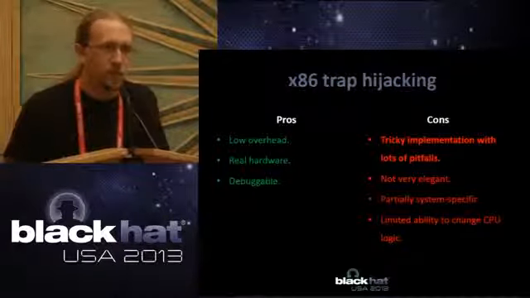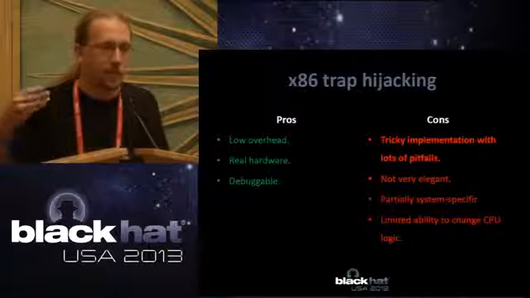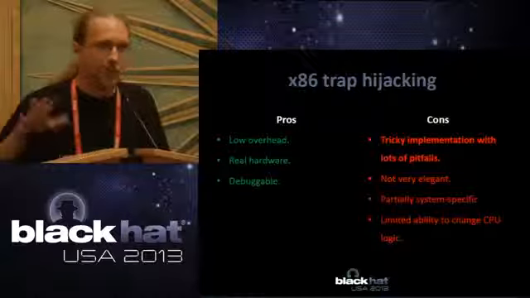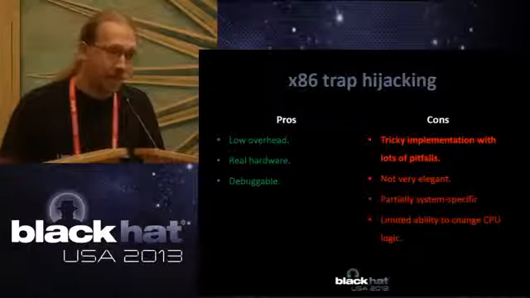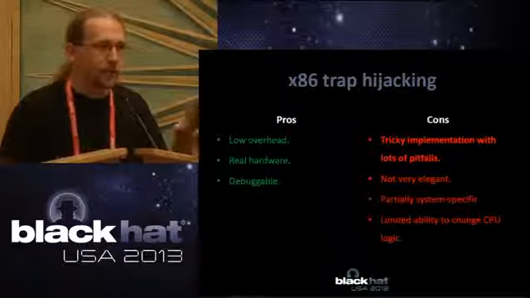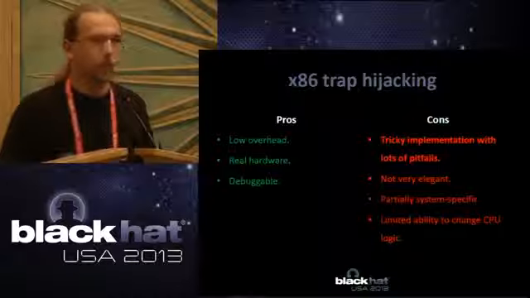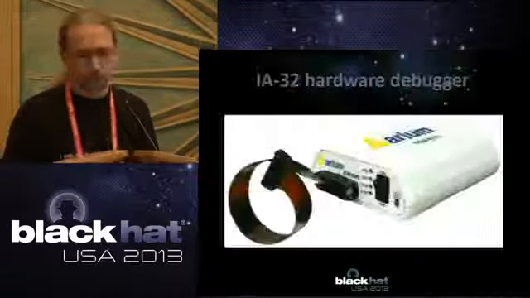However, it also is tricky to implement because if you ever have written an implementation for x86 traps, there are some things you need to handle properly. It might not be very elegant, and it might be a little system specific. And it's also still limited to what the CPU allows you to do, to what traps it actually issues, what exceptions it issues, and what it allows you to set.